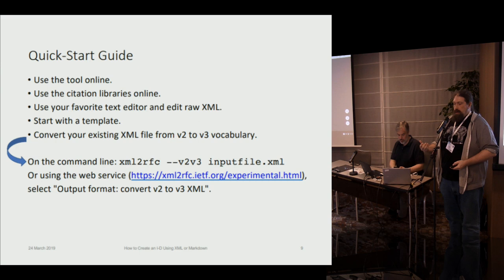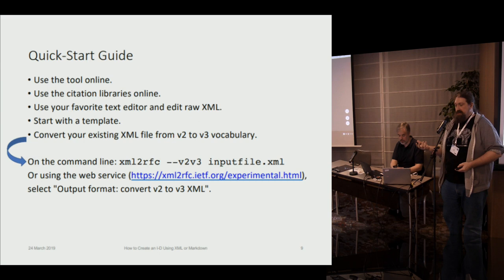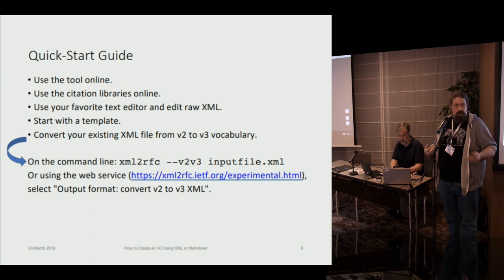So there's the command line to be able to generate a V3 from an existing V2, or you can use the web service. And that will give you the source XML you can use then with your editor of choice.